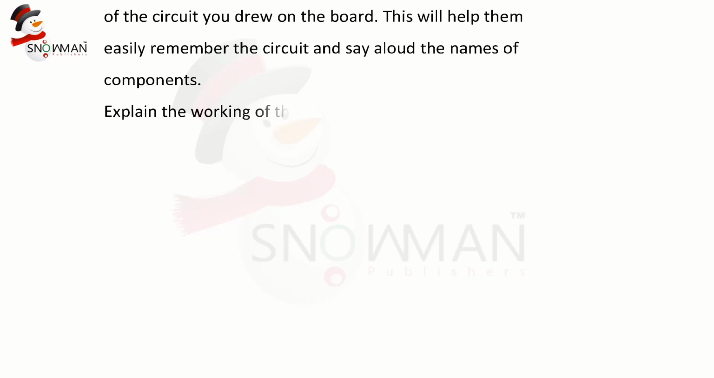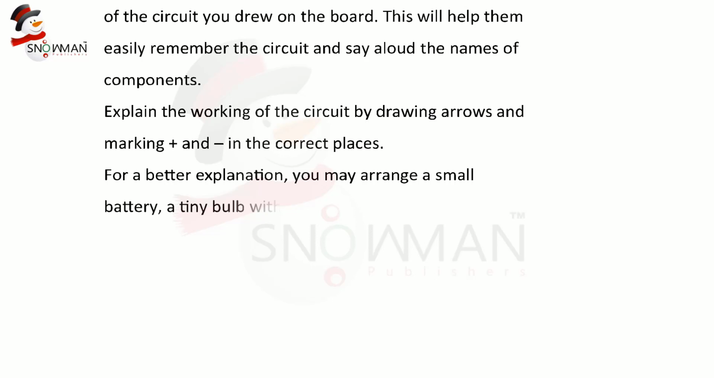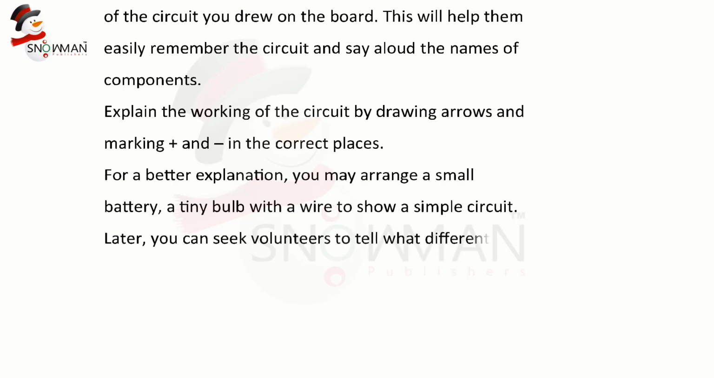Explain the working of the circuit by drawing arrows and marking plus and minus in the correct places. For a better explanation, you may arrange a small battery, a tiny bulb with a wire to show a simple circuit. Later, you can seek volunteers to tell what different components in the circuit are called.